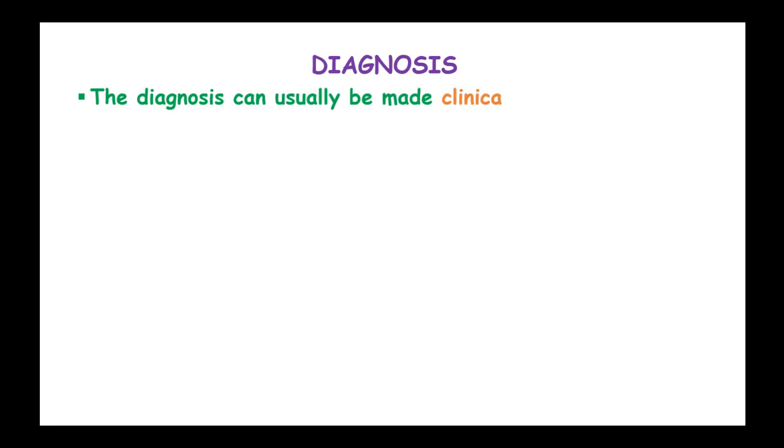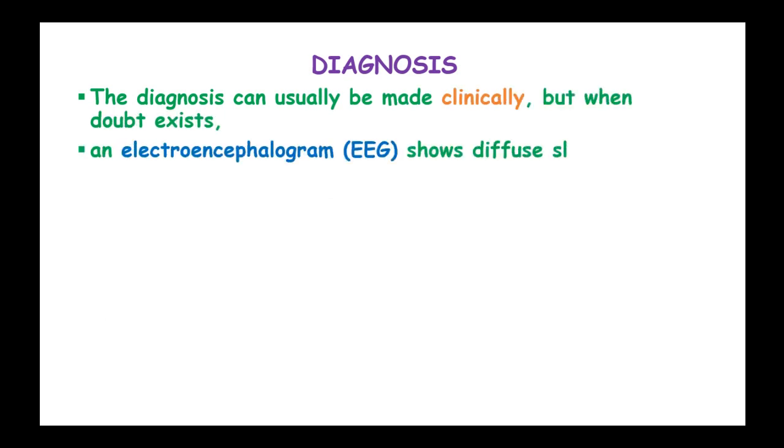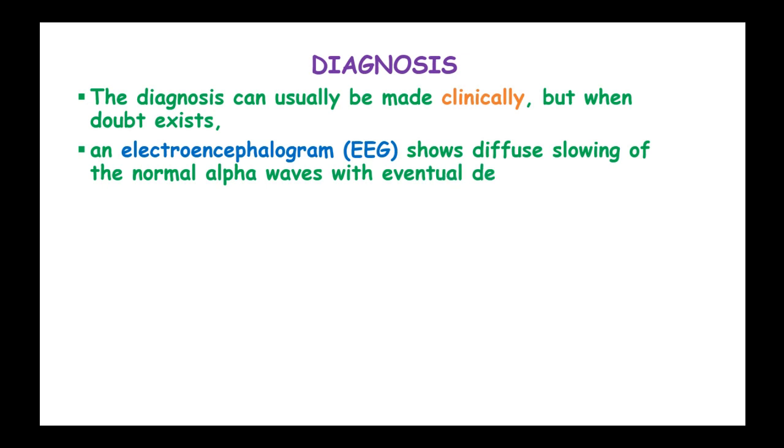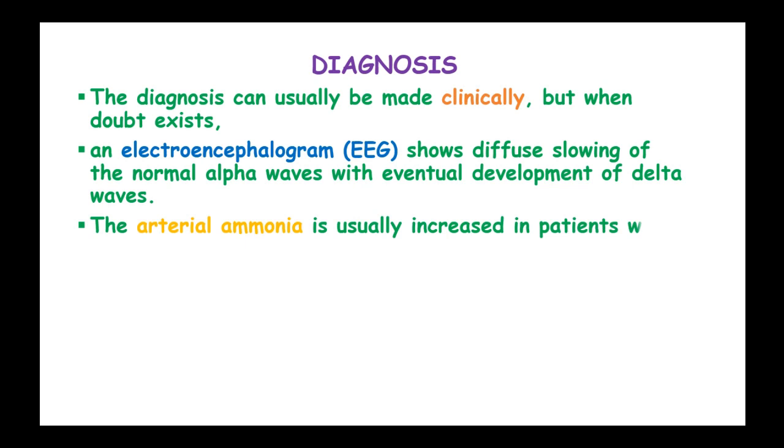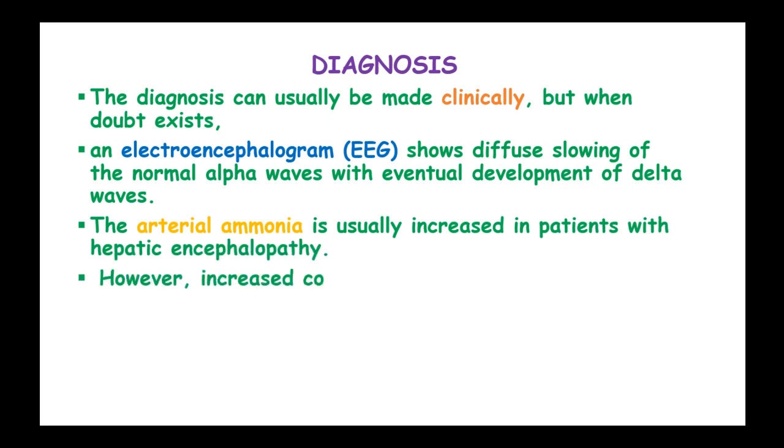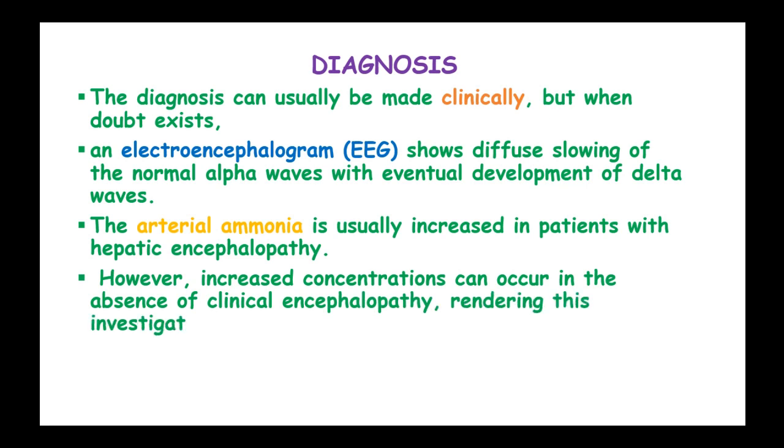The diagnosis of hepatic encephalopathy can be made clinically, but when doubt exists, an electroencephalogram shows diffuse slowing of the normal alpha waves with eventual development of delta waves. The arterial ammonia is usually increased in patients with hepatic encephalopathy. However, increased concentration can occur in the absence of clinical encephalopathy, rendering this investigation of little diagnostic value.